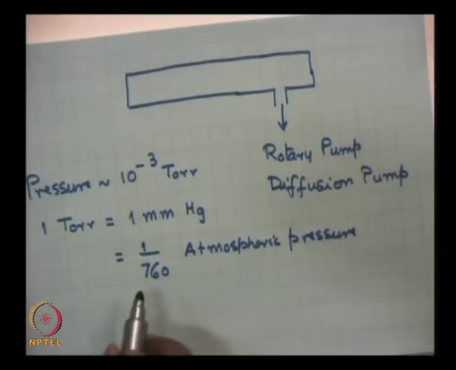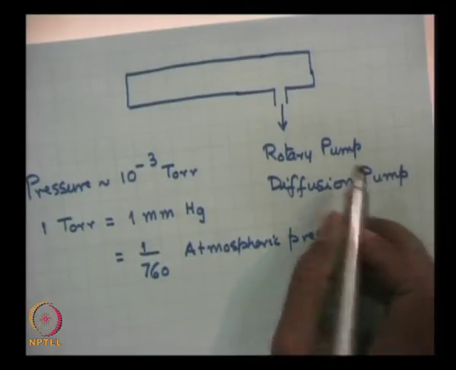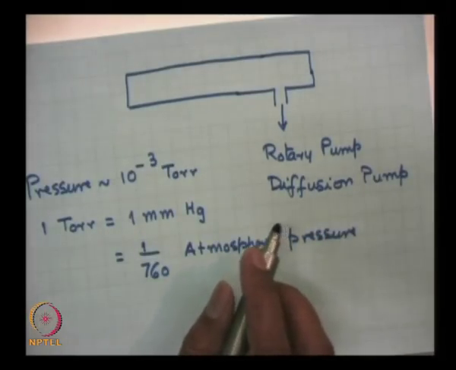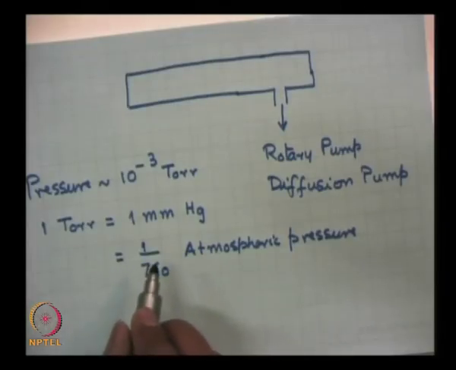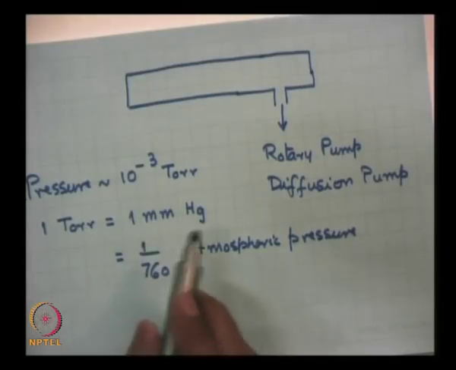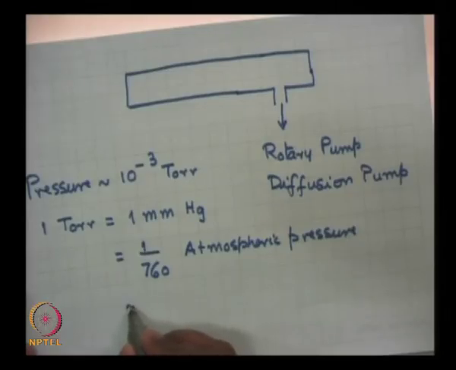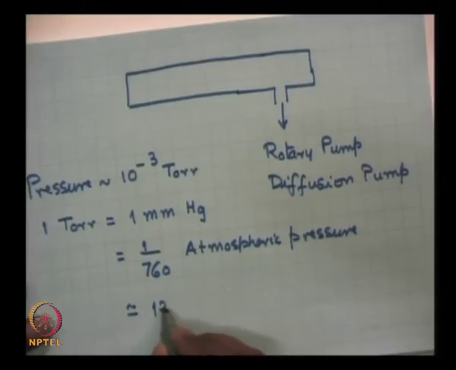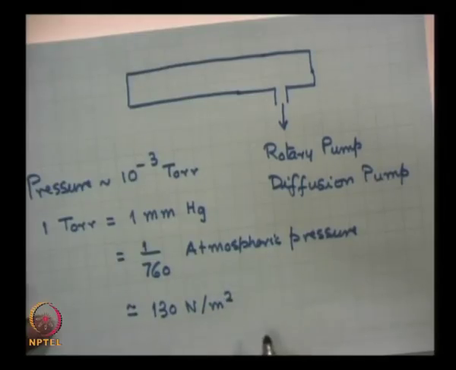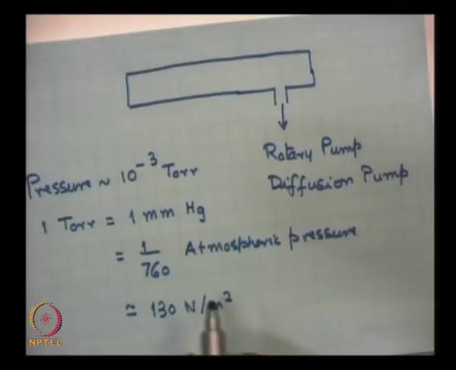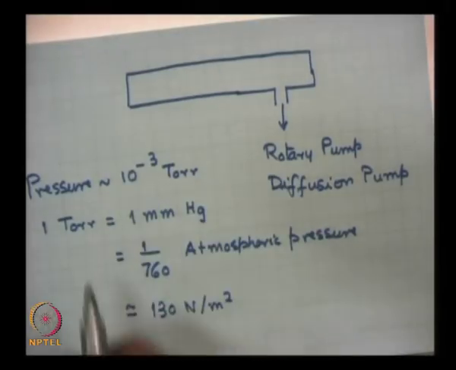So, you may see here that rotary and diffusion pumps can create a pressure inside a tube of the order of 10 to the power minus 6 atmospheric pressure. In terms of Newton per meter square, one torr turns out to be about 130 Newton per meter square. That is the kind of pressure that the gas will have inside this container. You have to achieve this pressure.